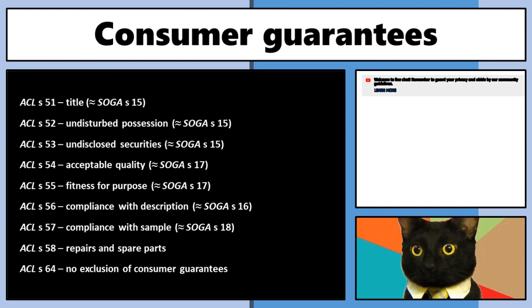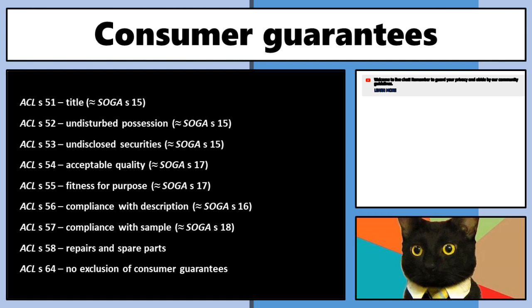All right, so there's a bunch of sections. These only apply to consumers. So these consumer guarantees you get when you purchase stuff as a consumer, you're buying stuff from people who sell these sorts of things. Now, I've got the SOGA rules as well. I'll probably do a separate lecture or part of a lecture for the Sale of Goods Act, which is SOGA. These are the equivalents, but there's one very important difference, which is Section 64.